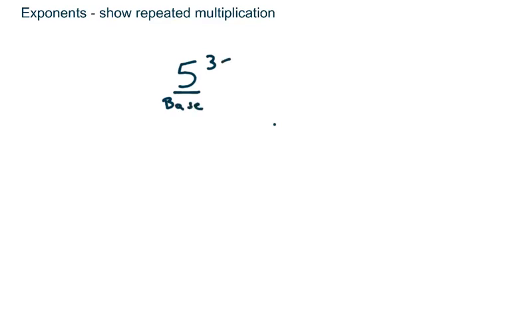The 3, which is the exponent, tells us how many times we're going to be multiplying that number. So in this case, we're going to take that number 5 and we're going to multiply it 3 times. Now, that does not mean 5 times 3. Instead, what that means is I'm going to take the number 5, 1, 2, 3 times. 5 times 5 times 5.